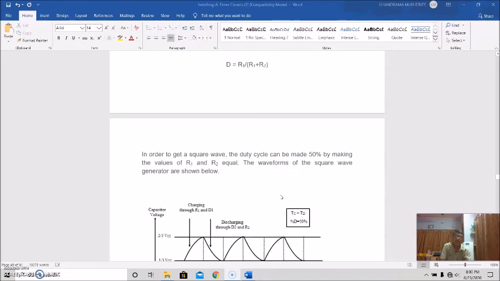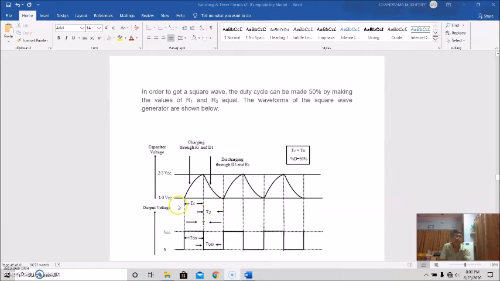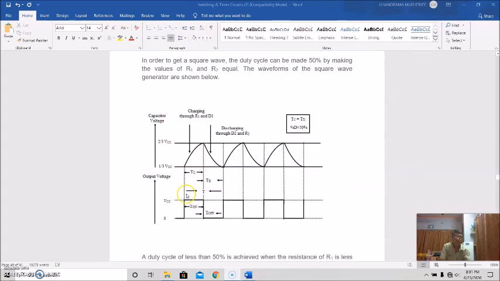So by making the values of R1 and R2 equal, the waveform of the square wave in that case will be like this. This is the charging path through R1 and D1. This is the discharging path through D2 and R2. This is the charging time, and this is the discharging time, both are the same. This is the capacitor voltage. So in that case you will get the exact square wave. Clear? So Tc is equal to Td, so the percentage duty cycle will be 50%.